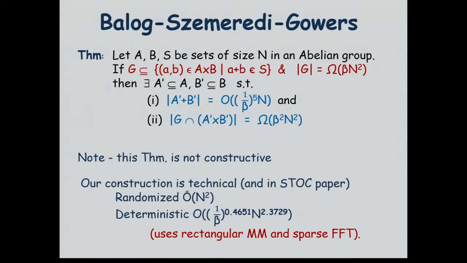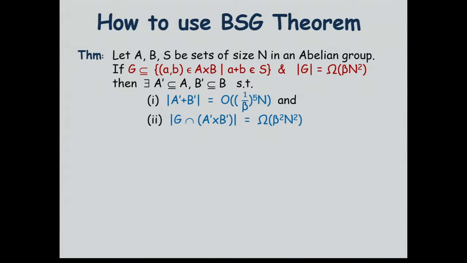You can just take a look at the factors here, and we use rectangular matrix multiplication and sparse FFT solution to achieve this. So that's a little bit more interesting. I really don't want to go into the construction, but I do have to mention, of course, that the theorem itself is not constructive, but we do construct it and use it. So how do you use the theorem?